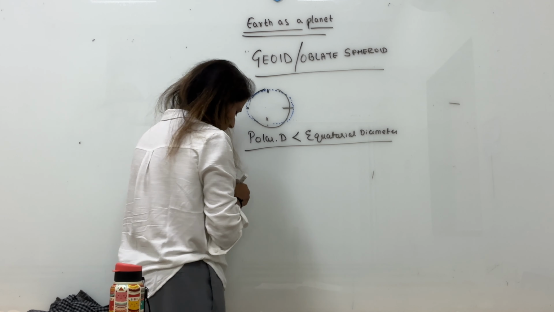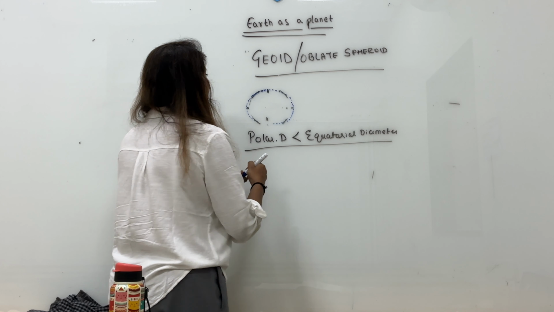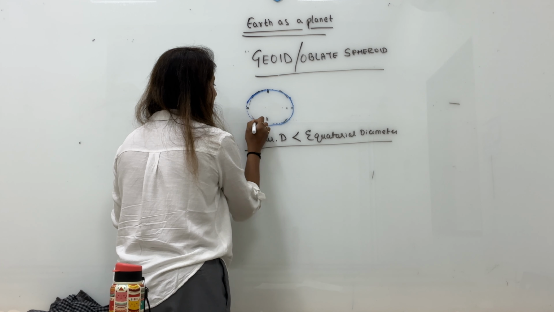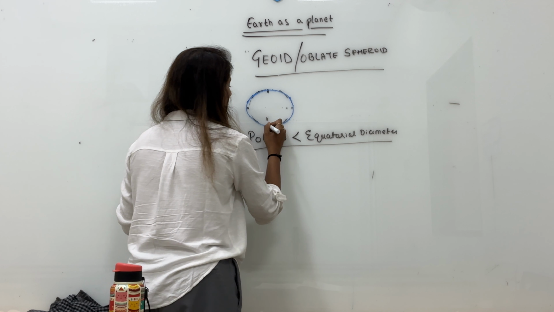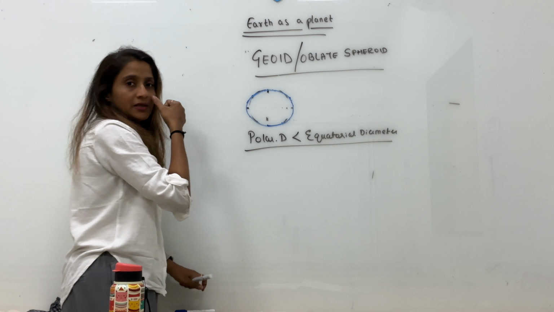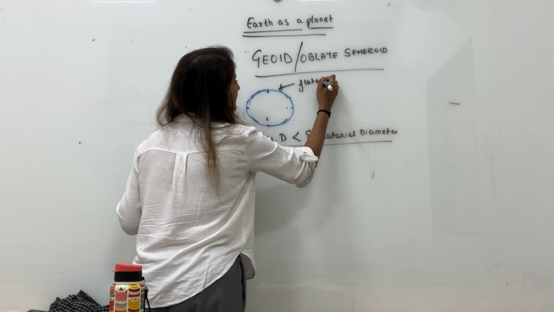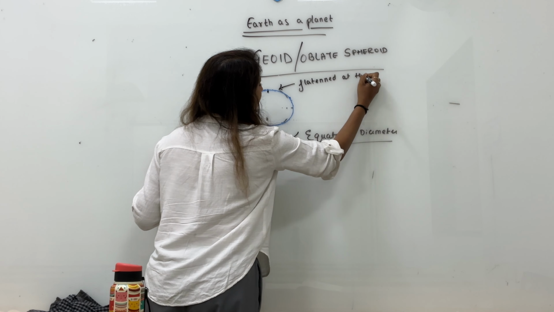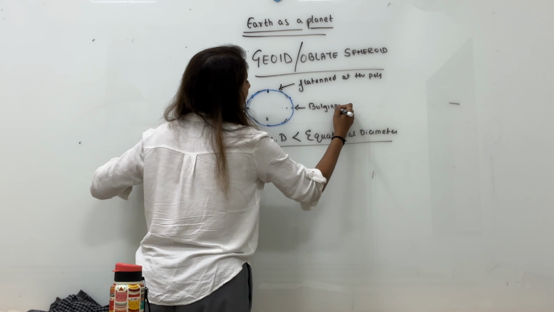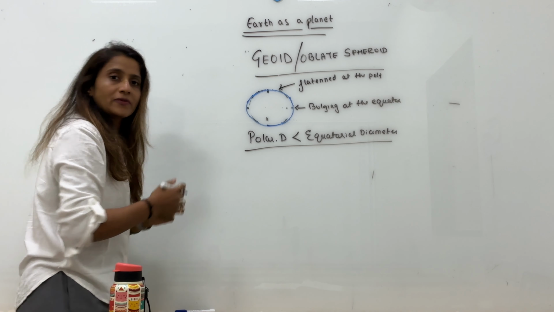So let me just draw this. You will get a better view to understand. So when we noticed, what we saw was earth is like this. So earth was found to be flattened and bulge at the equator. So when they ask how is the geoid shape? At the top or at the poles, it is flattened, and bulging at the equator. This is what we noticed about the shape of the earth.